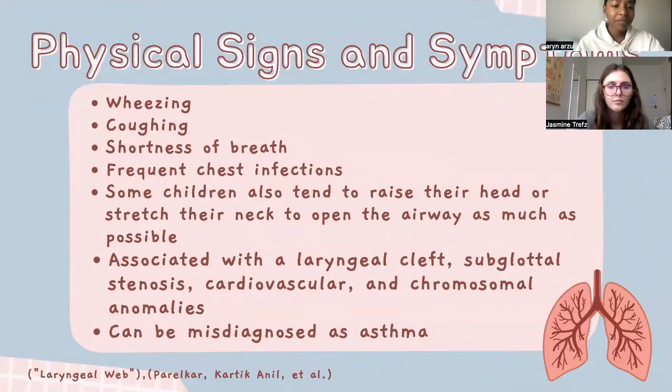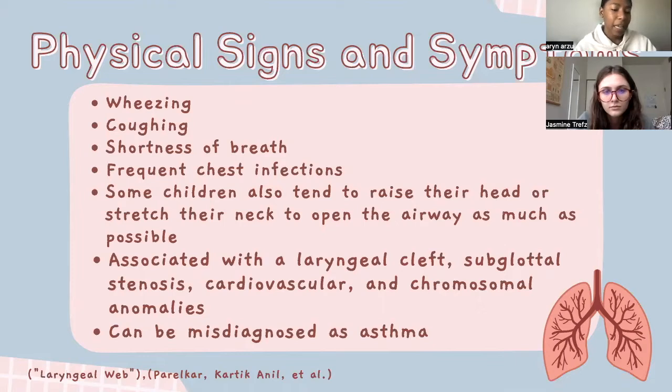Some physical and symptom signs to look out for are frequent shortness of breath, stridor, which is a harsh vibrating sound because your airway is obstructed, poor feeding, and a weak cry. For children, symptoms may not be present until the first few months of their lives. It's hard to find in patients who have ventral laryngeal cleft, subglottic stenosis, or chromosomal or cardiovascular abnormalities, but it's something to keep in mind and look out for.